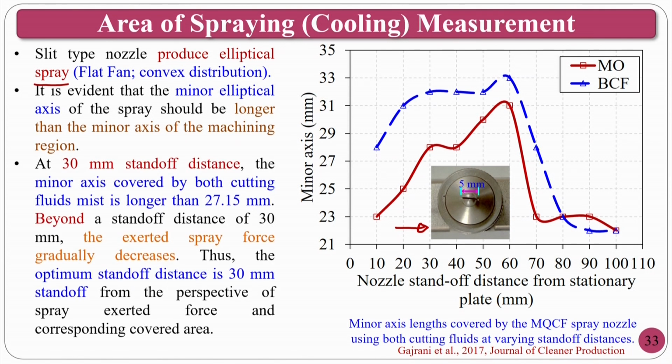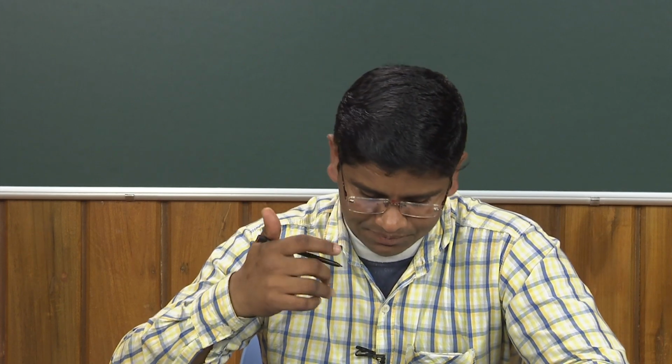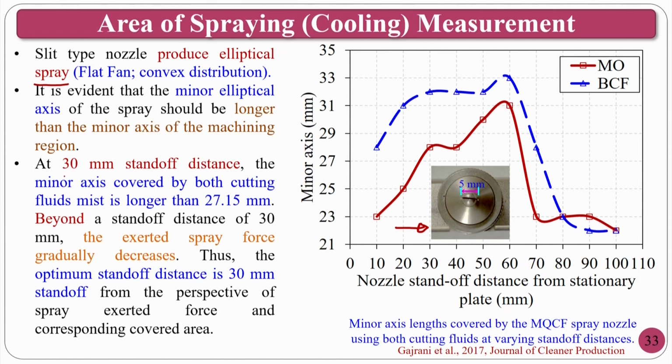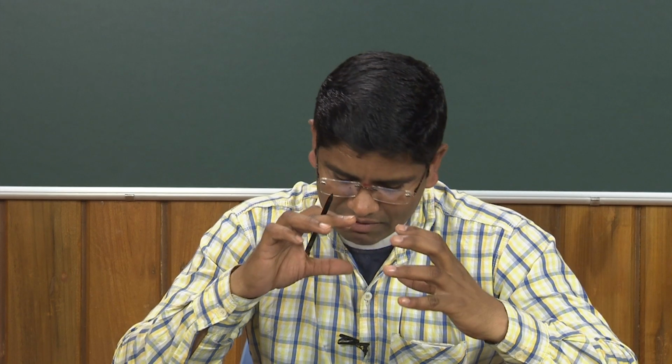I want the minor axis of my spray to be more than my machining area where the highest temperature is generating, or nearby. Normally at the 30 mm standoff distance, the minor axis covered by both cutting fluid mists is larger than 27.5 mm. Beyond the standoff distance of 30 mm, the exerted spray force gradually decreases. That's why the optimum distance is considered to be 30 mm, giving 27.15 mm.